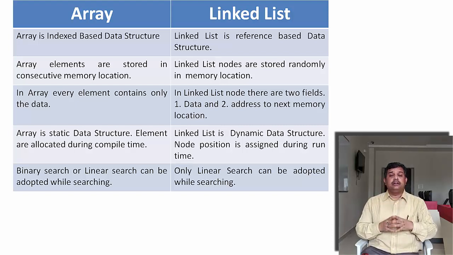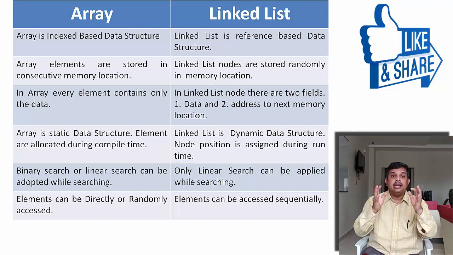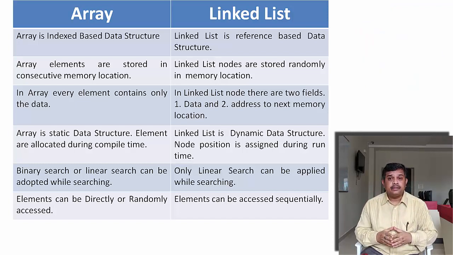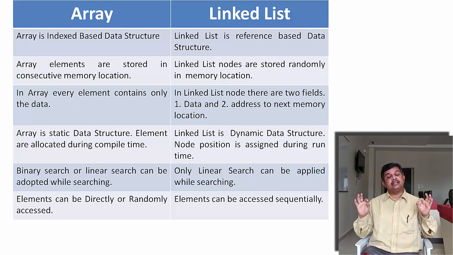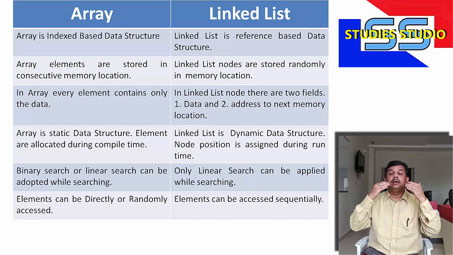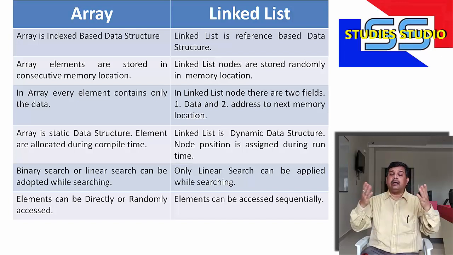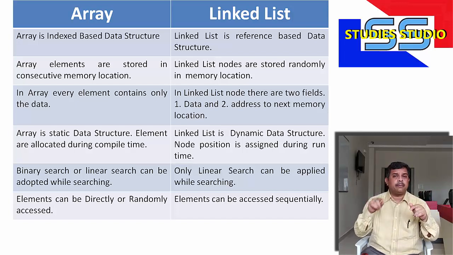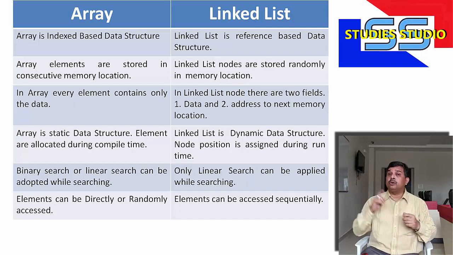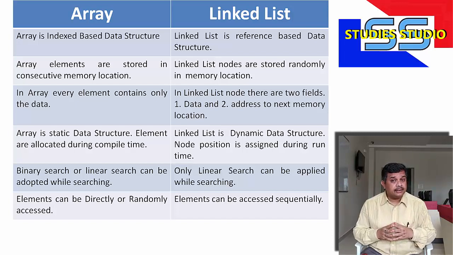And the next difference is in array, I can access the element randomly or directly. But under linked list, the elements can be accessed only sequentially. In array, if let us say A of 5 is given and I want to go to the third element, I'll just write A within square bracket 3. I can directly go to the third element, but it is not like that in linked list.